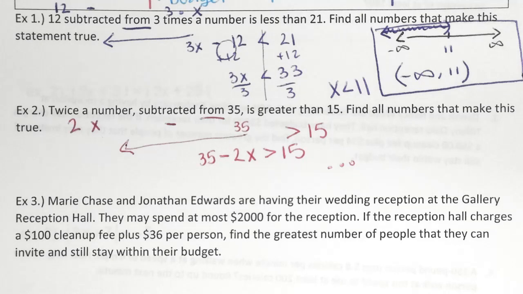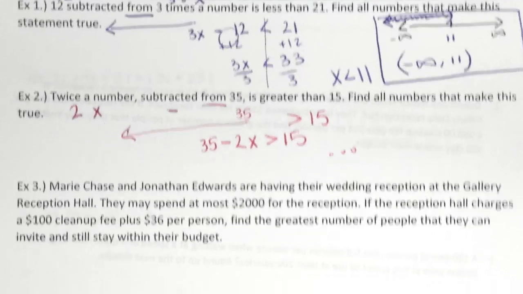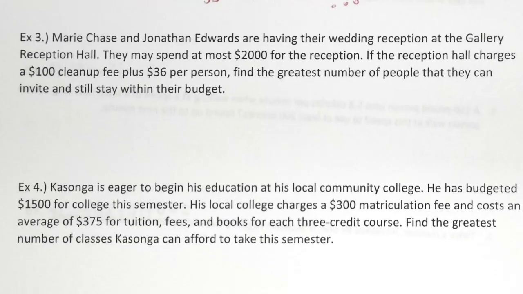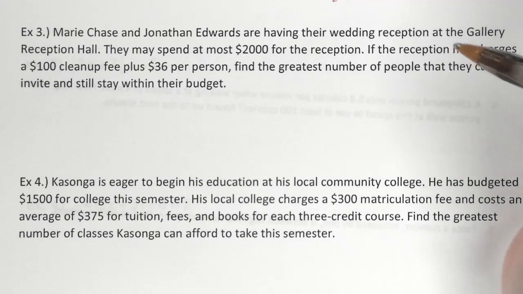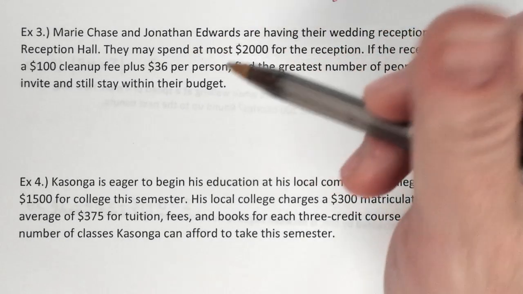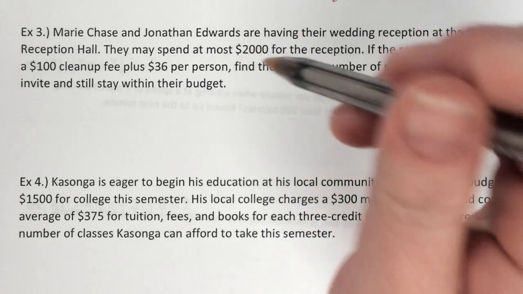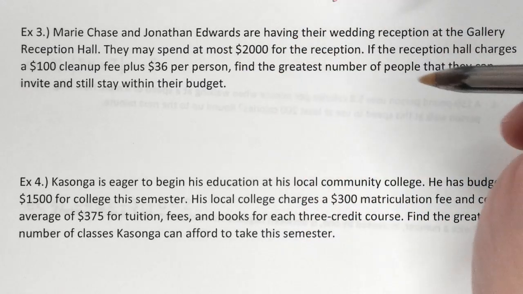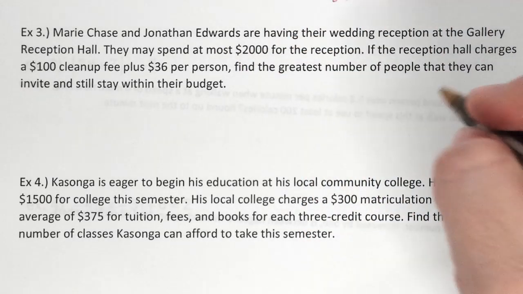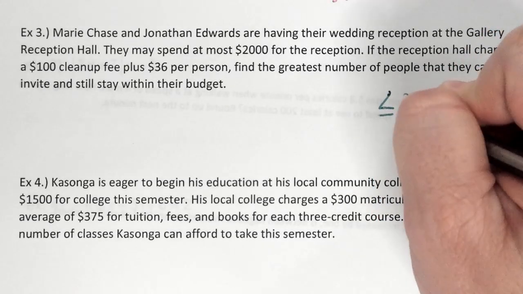Okay, look at example 3. It says Maria Chase and Jonathan Edwards are having their wedding reception at the Gallery Reception Hall. They may spend at most $2,000. So what symbol am I going to use? Less than or equal to $2,000.